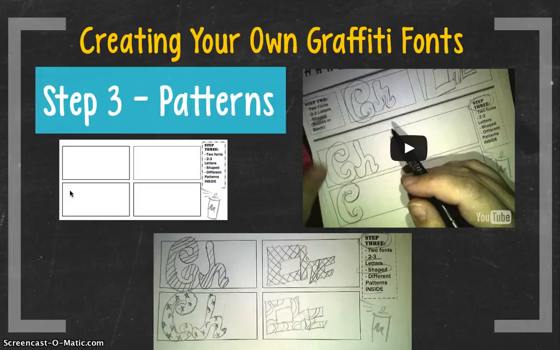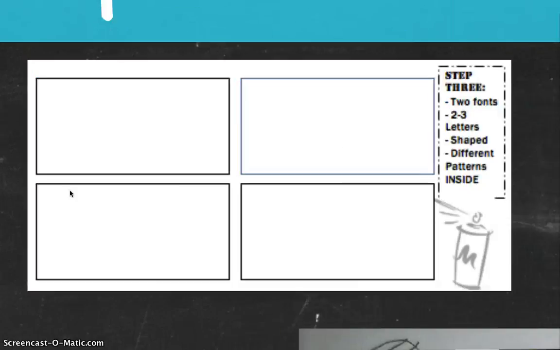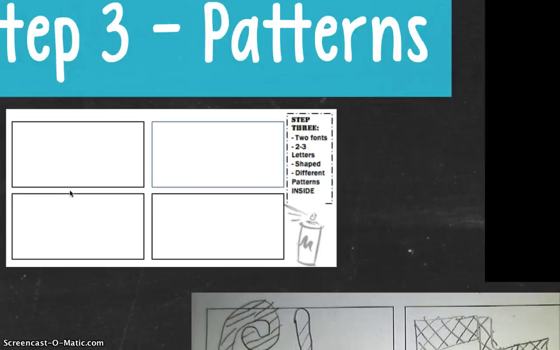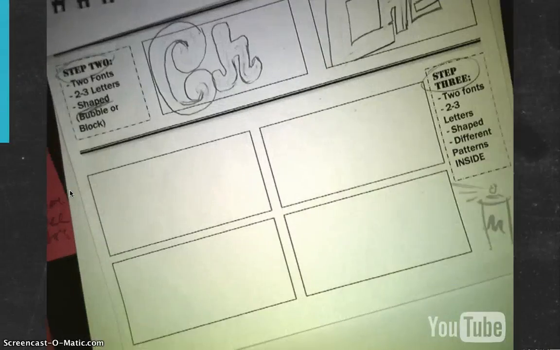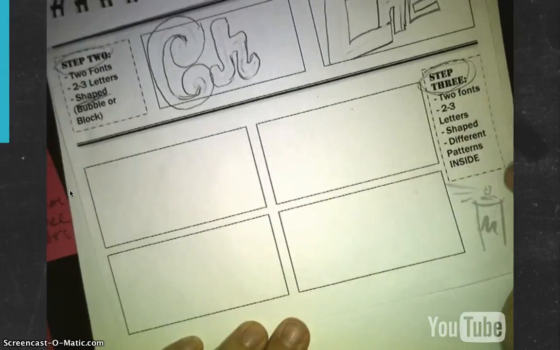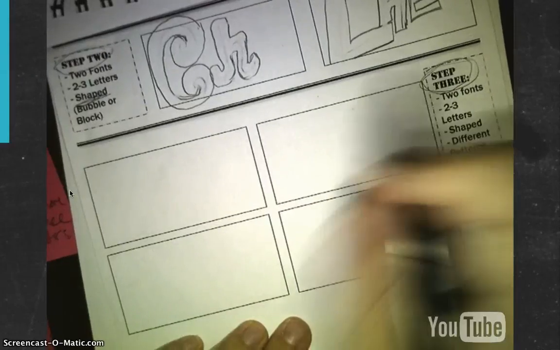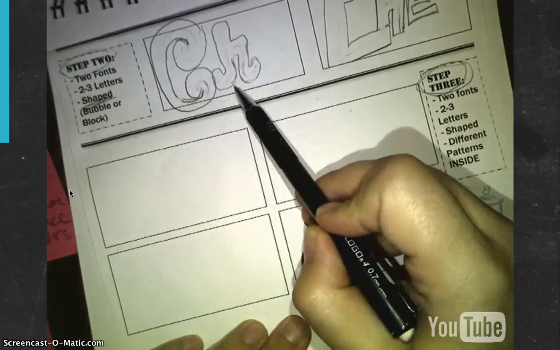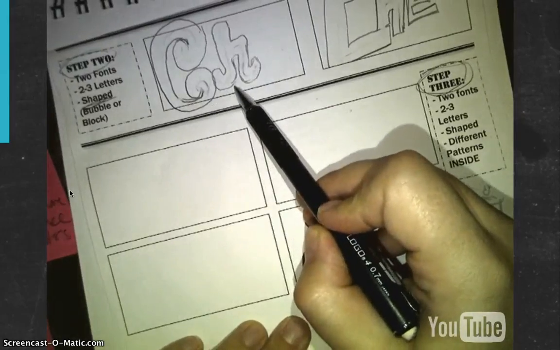Step 3 is where we get to add patterns. So let's turn to that section of your worksheet so that you know what we are doing. So let's watch this video. Ladies and gentlemen, section 3, step 3. Now that we have some letters that have insides and outsides, now we're going to start filling them with patterns.